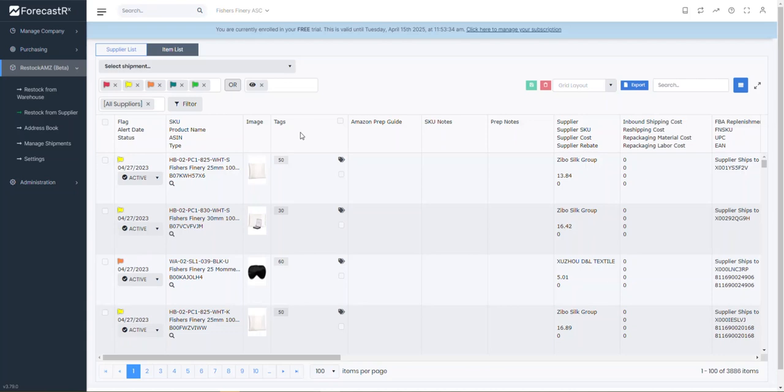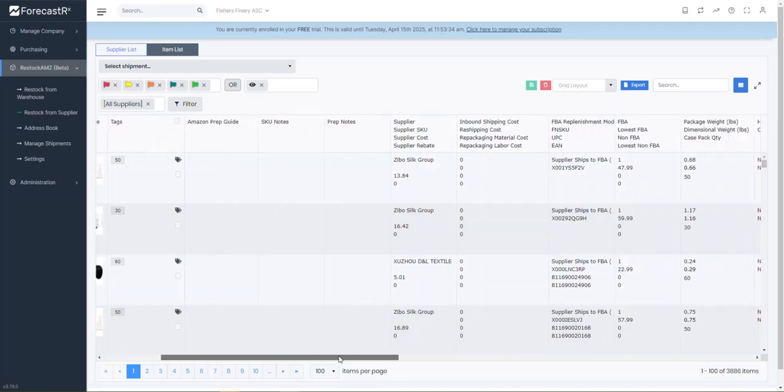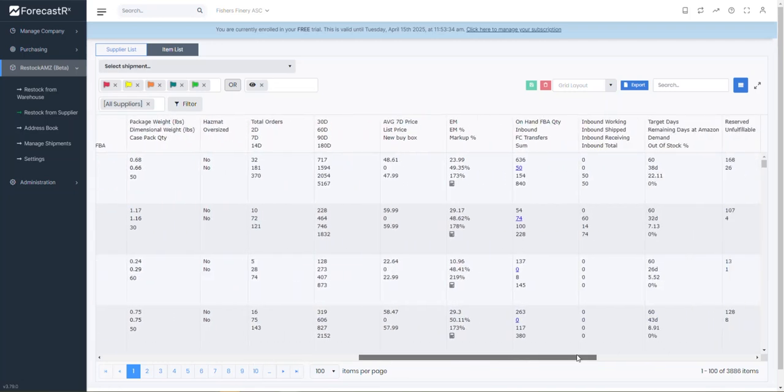Today we're going to be talking about your restock recommendations. When you navigate to Restock from Supplier and click any of your suppliers, I clicked all suppliers, you'll be able to find your restock recommendations all the way to the right side.